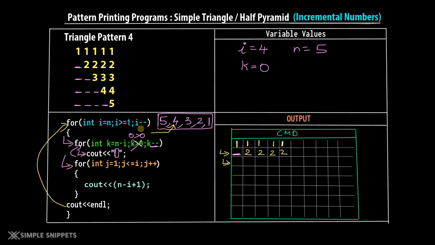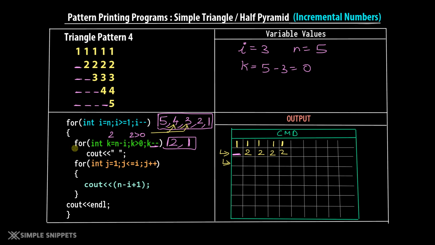Then you'll go to the start of the for loop, you'll say I minus minus, I will become 3. So I has become 3, now you'll say k equals to n minus I. So 5 minus 3 is equal to 2. So k has become 2, 2 has to be greater than 0, and you're saying k minus minus. So k will take the values of 2 and 1, which means that this for loop will run 2 times, so 2 spaces are created.